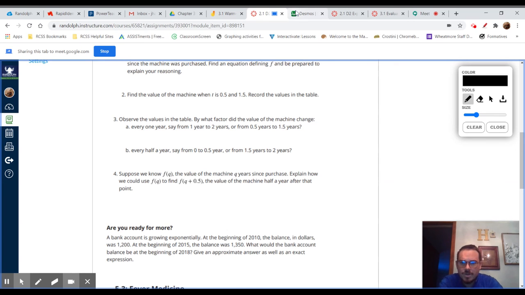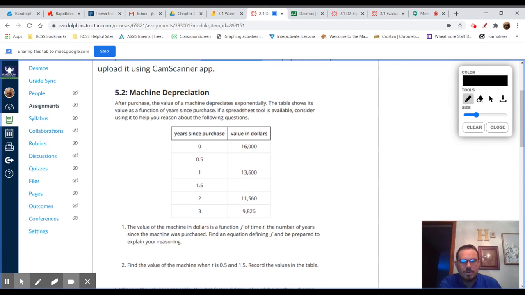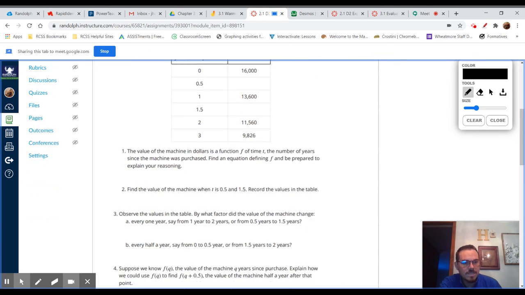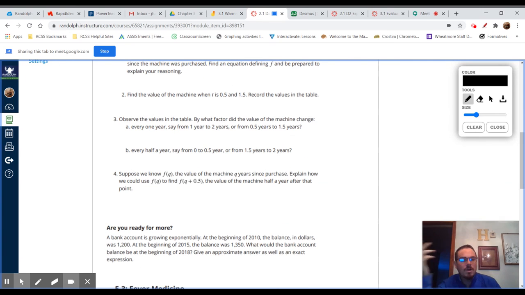Anyway, suppose we know that f of q is the value of the machine q years since purchase. So the function we know is called f of q. This is where people get confused. f of q, what is that? Well, it's just a function. That function represents the value of the machine q years since purchase. Explain how we can use that to find now the plus 0.5, and that's 0.5 years after purchase. All that work we did before up here where we were writing all this stuff in, that's how we can find it. This is our function. All we have to do is now add the 0.5 in there to find the new value. So that's what we could do in that case.